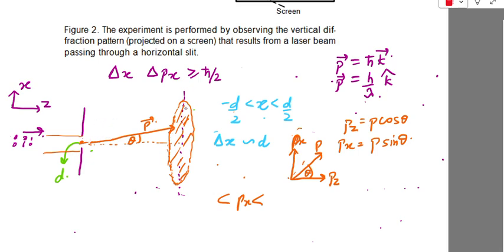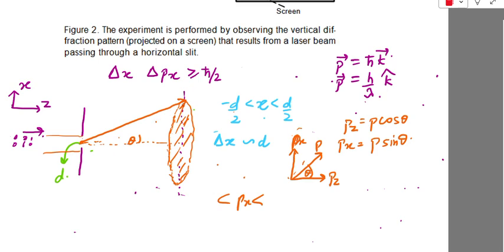So let's focus on this. I told you, the maximum angle that a photon can go in this central maximum is to the edge of the central maximum. After that, the dark region starts.